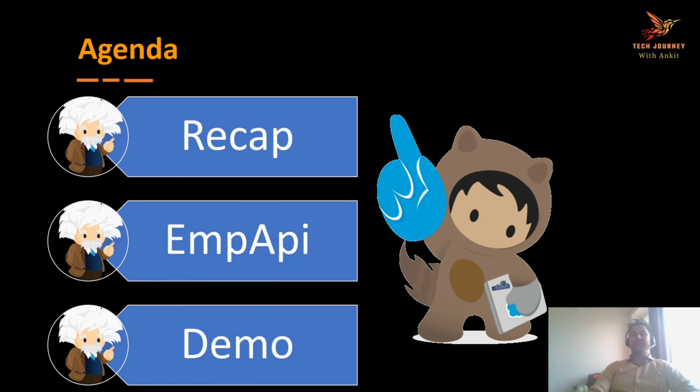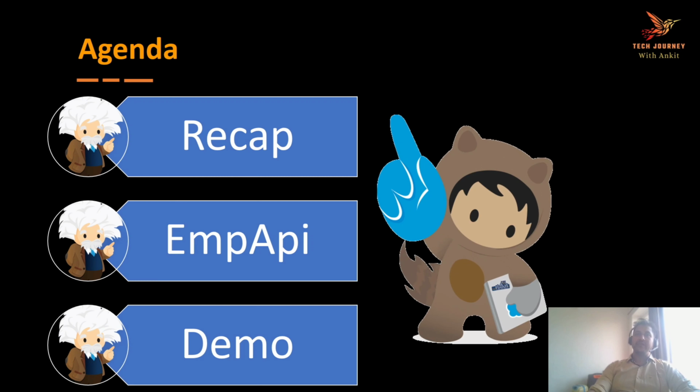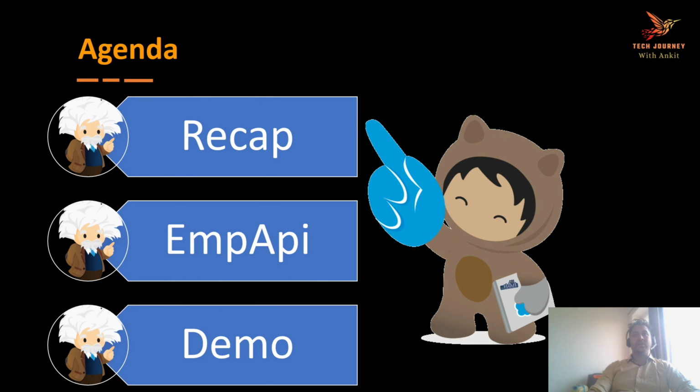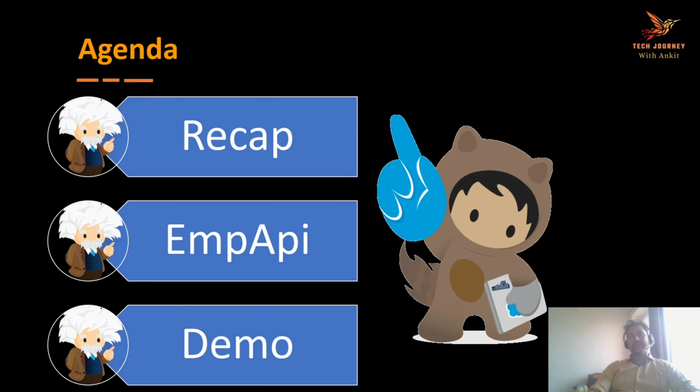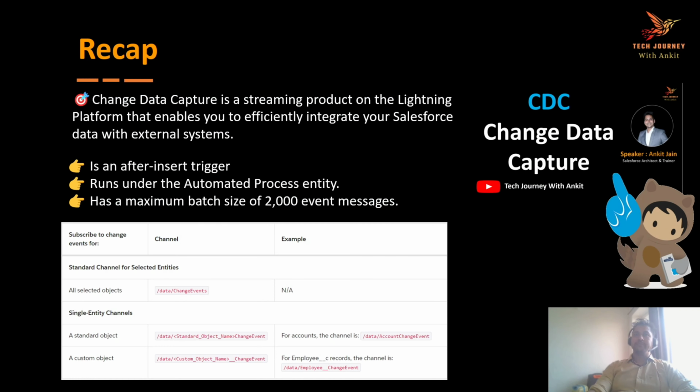Let's go over the agenda for today. First, we will quickly recap what we have learned in the previous session. After that, we will see how we can use the EMP API and subscribe to the change event notification in the Lightning Web component. And in the end, we will also go over the demo as well.